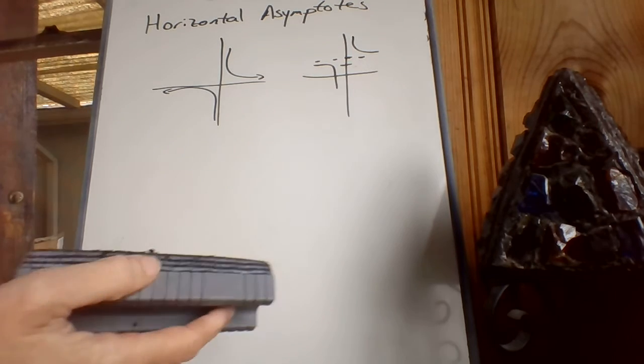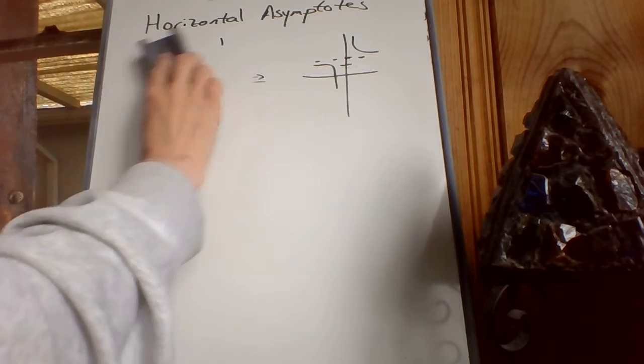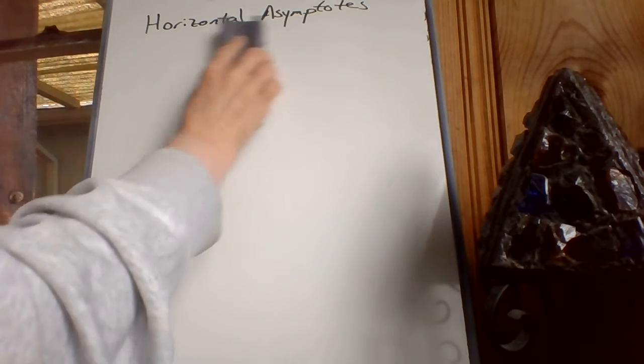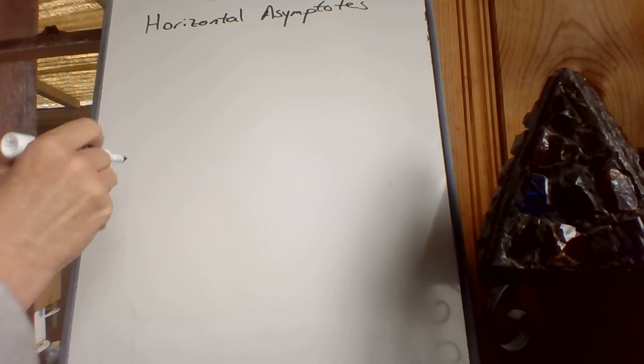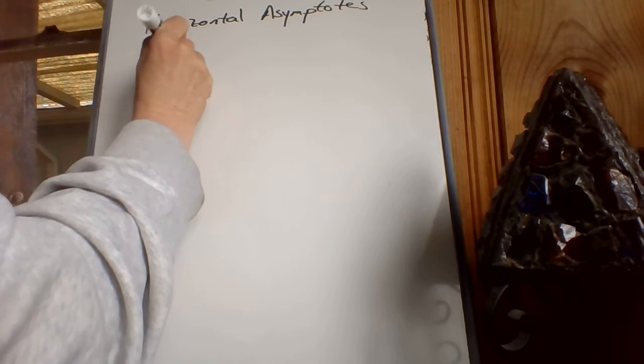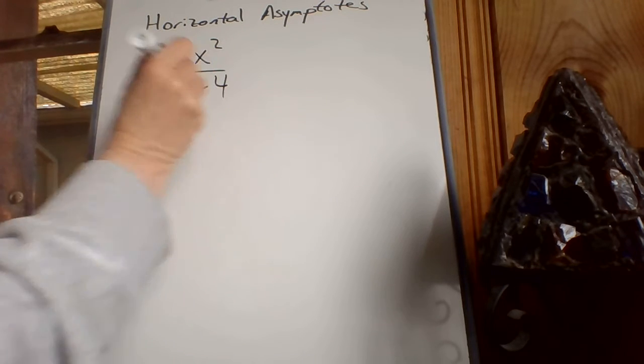You don't have to graph anything past where it starts just doing that tapering out thing, because everybody knows how it goes from there. So the way you do that is more complicated than setting something equal to 0. 3x squared over x squared minus 4.